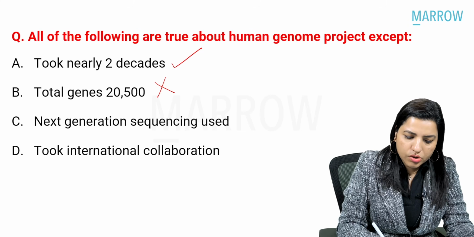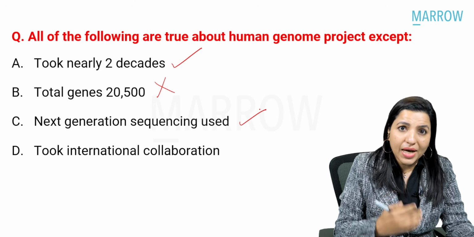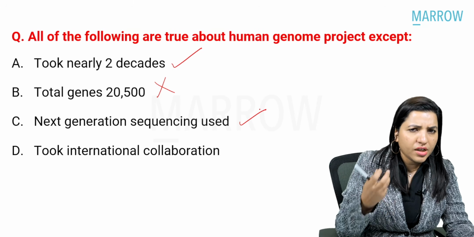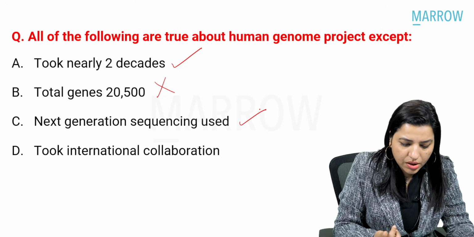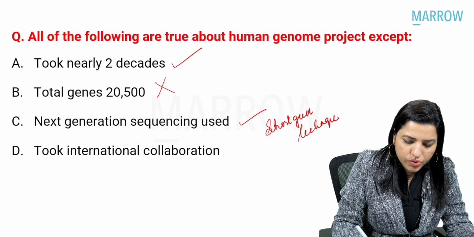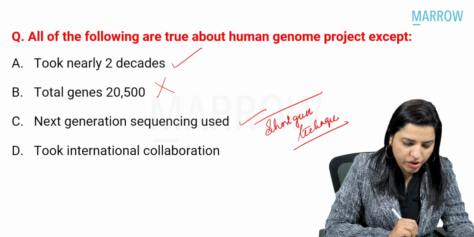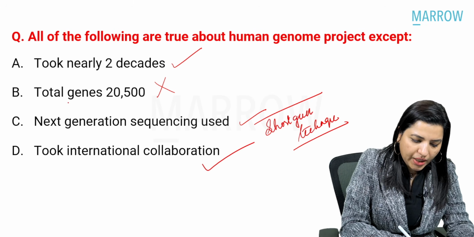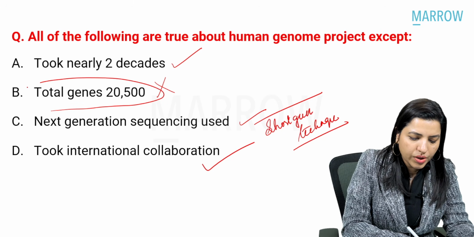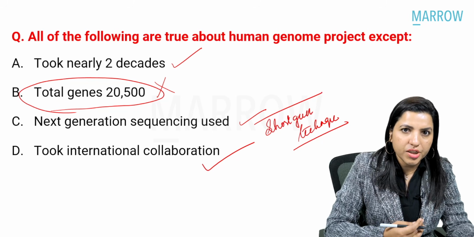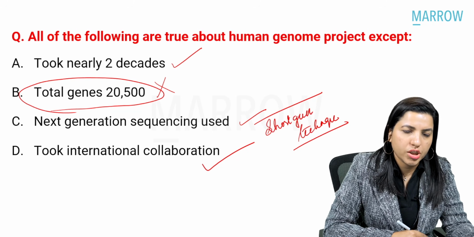Next generation sequencing is used. Definitely. Next generation sequencing is massive parallel sequencing that is used when we have a large number of samples. Definitely it is used, and a shotgun technique is used in the Human Genome Project, and it took international collaboration. That is also right. So what I feel the answer is, is the total genes 20,500, because when the Human Genome Project was published, it said 30,000 to 40,000 genes, not 20,500 genes.